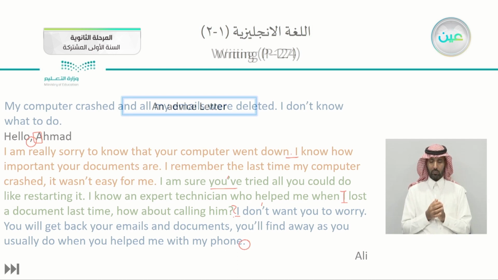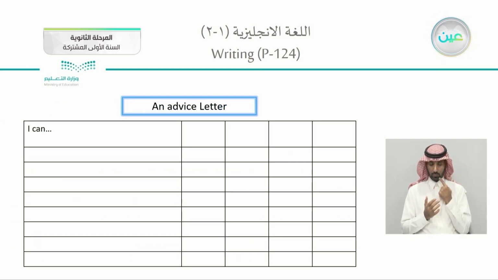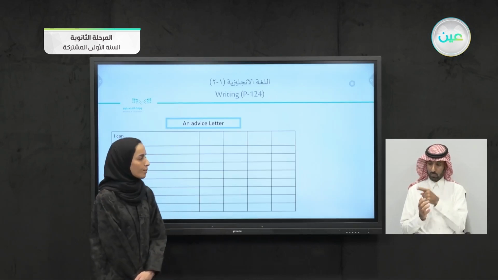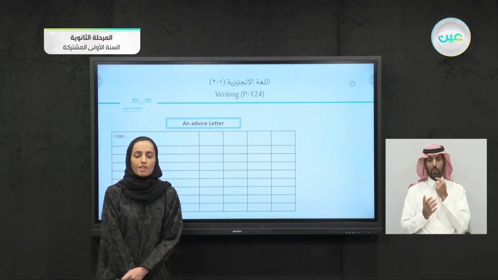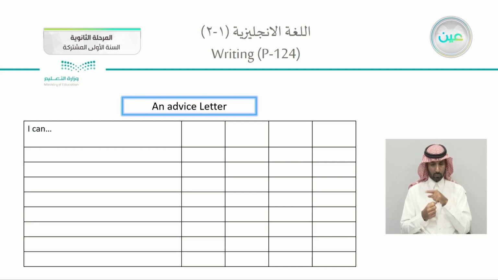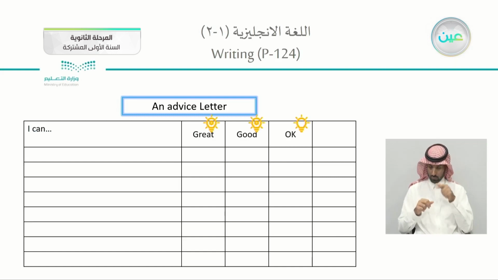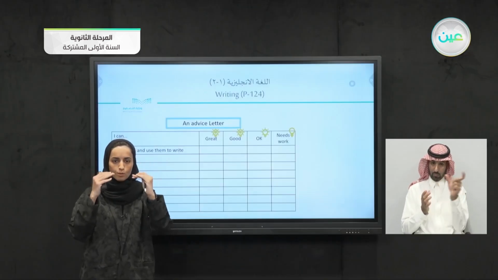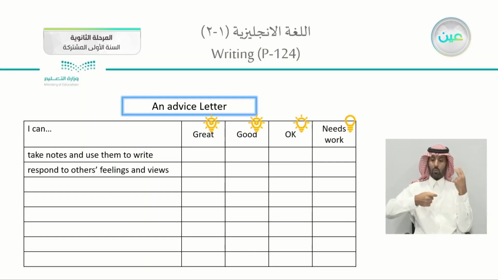Okay, this is it. So for an advice letter, once you write your own advice letter, you can refer to this table on page 124. It is the table that will tell you what to do and what not to do. And you will check whether you are doing great, good, okay, or you need to work on your writing one more time. Check whether I can take notes and use them to write. The notes or the phrases, can you turn them into sentences? Also, we have the second one. Respond to others' feelings and views.